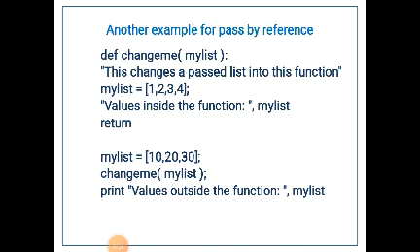Now let us see another example for pass by reference. Here also we see def changeme. def is the keyword for defining a function. changeme is the name of the function. mylist is the name of the list, and you can see the syntax. The list is enclosed in parentheses with a colon at the end.